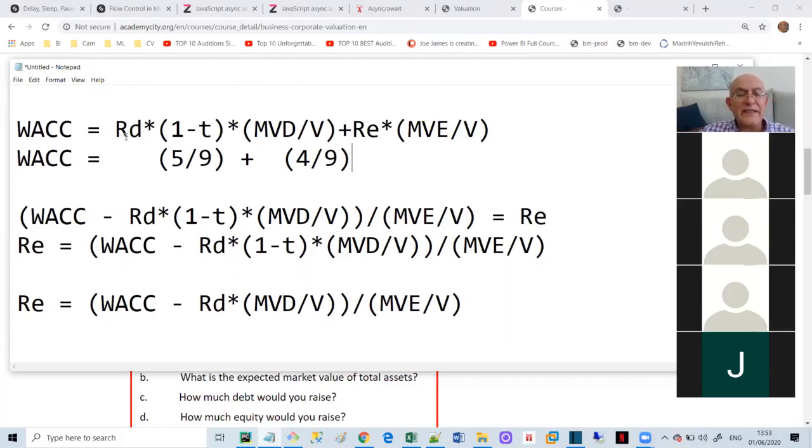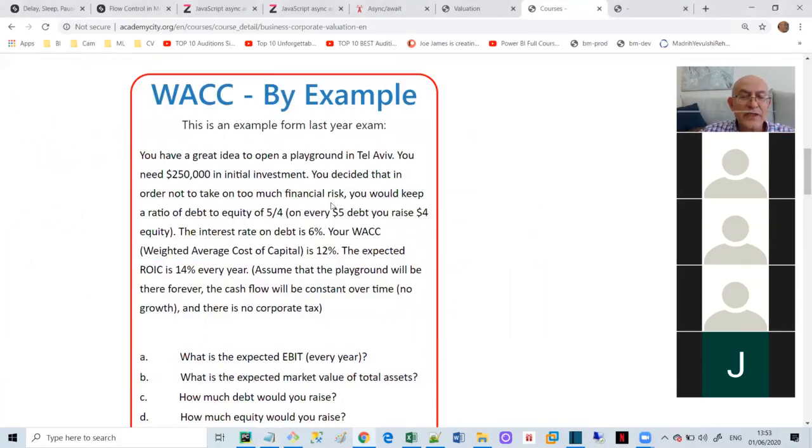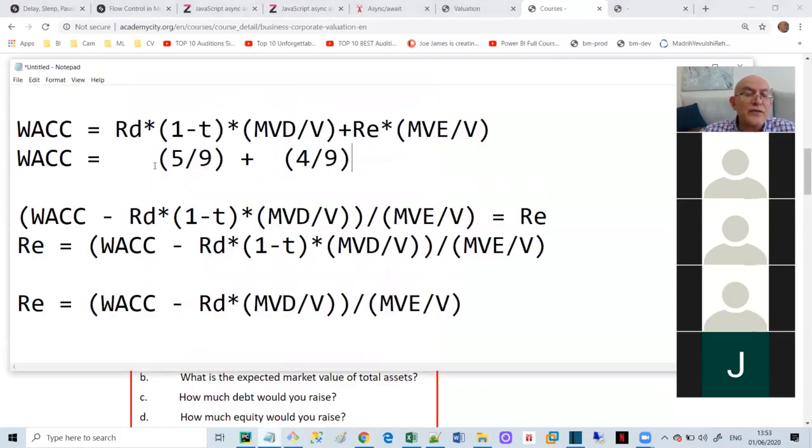Am I given the RD? The RD is the interest. The interest we already read, it was 6%. It's given here, it's 6%. So I can plug it into the equation. So here I have 6% times 5/9. Why? What happened to the taxes? I should really add the taxes.